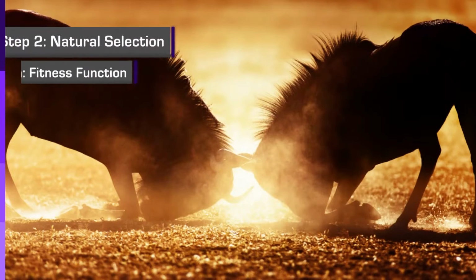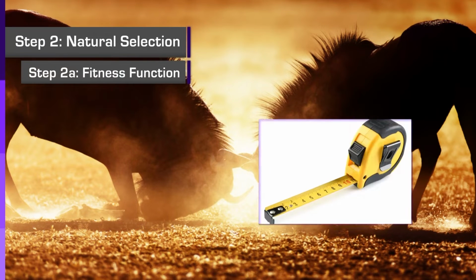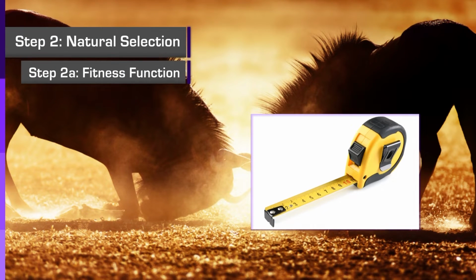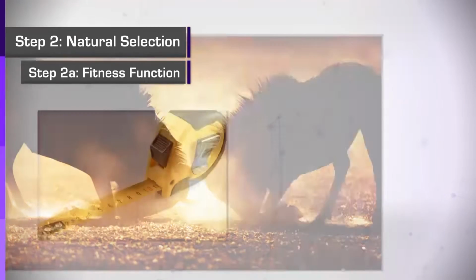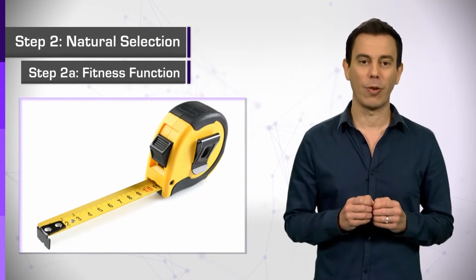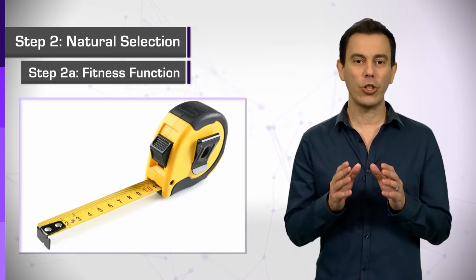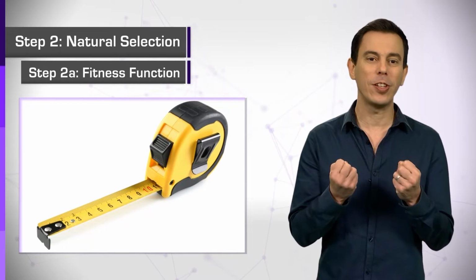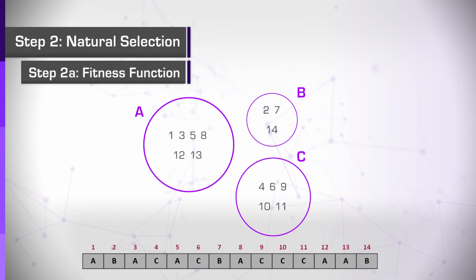Welcome back. We have just discussed the implementation of GAs to the clustering problem. It comprises two steps. Step 2a, fitness function. We want a function that will take a sequence as the input and produce a number as the output. This number should represent how good the solution is to this clustering problem. The function should quantify how good the fitness of the phenotype is, as defined by the genotype.